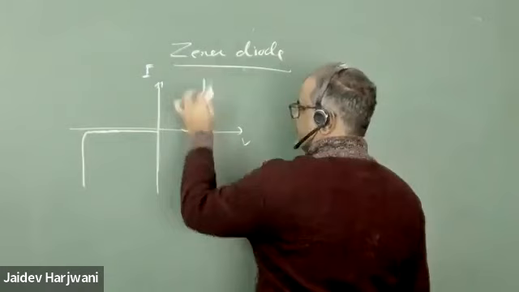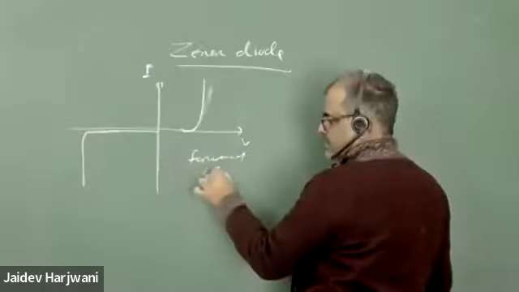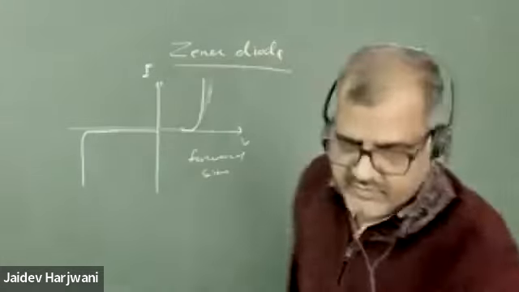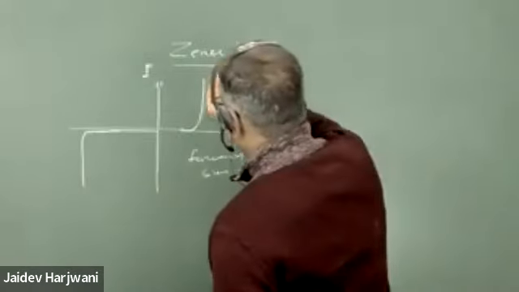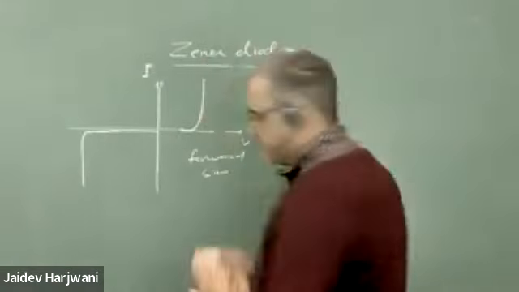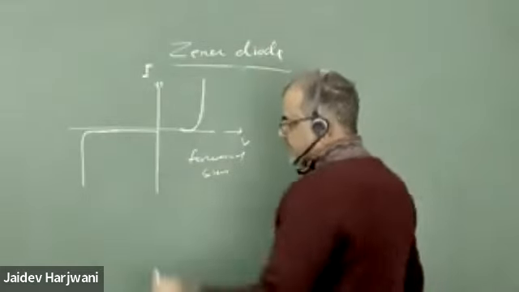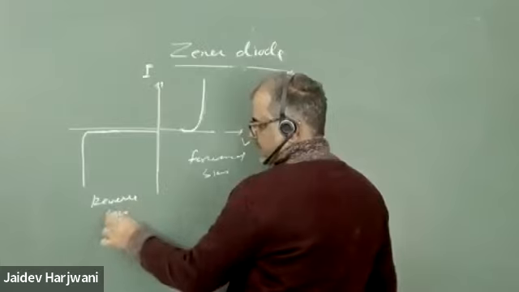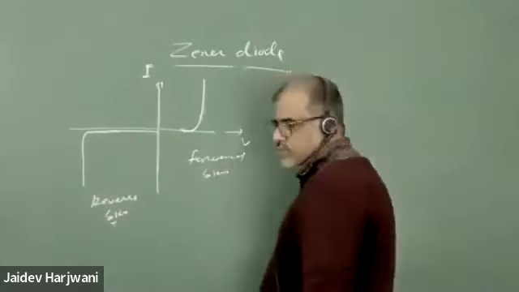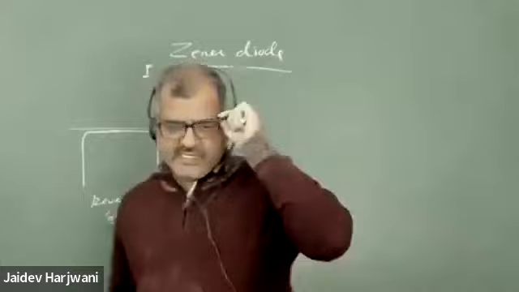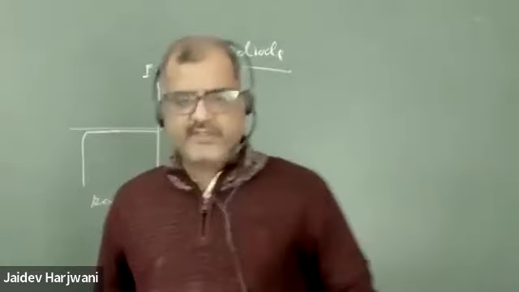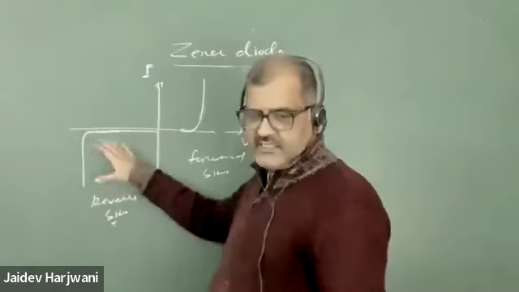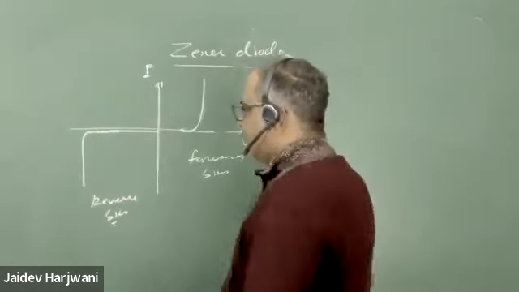So this is your Zener diode in forward bias. In forward bias, your Zener diode behaves like an ordinary diode. In reverse bias, mainly its main use is in reverse bias, because a Zener diode is mainly used as a regulator, regulating the voltage in the circuit. And it works in a reverse bias condition.